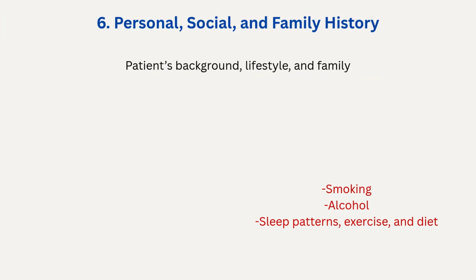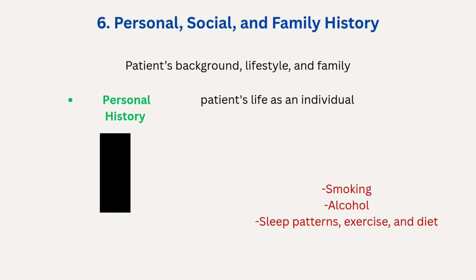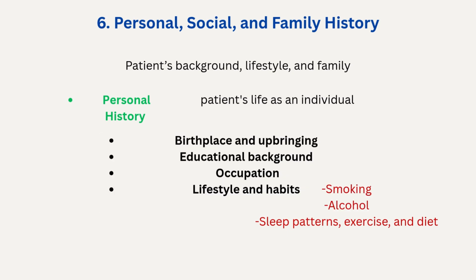This section provides context about the patient's background, lifestyle, and family, which are essential in forming a comprehensive understanding of the patient and identifying possible risk factors for illness. Okay, personal history. In this part, we focus on the patient's life as an individual, from birth to current personal habits. Important details to include: birthplace and upbringing.